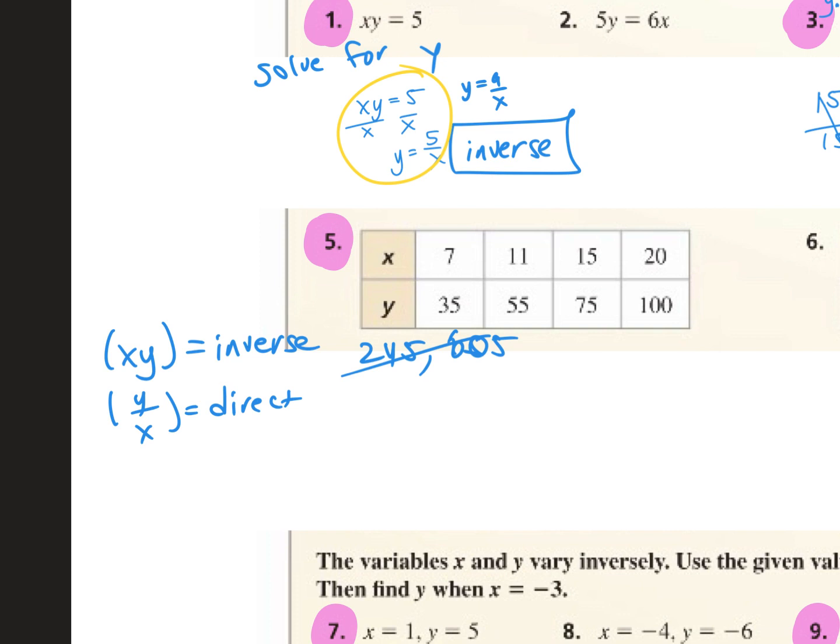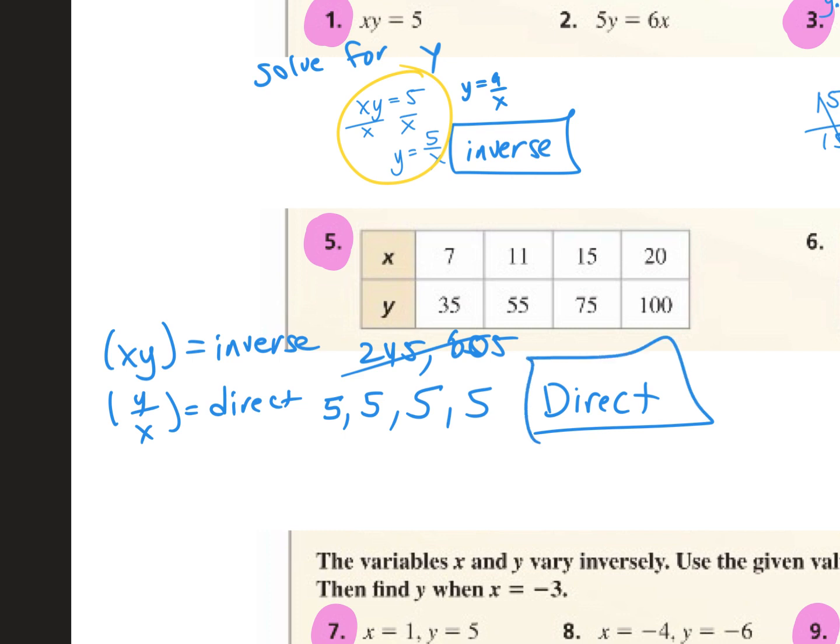So let's figure out if it's the opposite one, the direct. If I take my y and divide it, what's 35 divided by 7? 5. What's 55 divided by 11? 5. What's 75 divided by 15? 5. What's 100 divided by 20? 5. Is that a constant? Are you getting the same thing every time? Yes, then that's why this is direct. But again, just guessing, inverse or direct, you're not going to get credit. I have to see why you guys are telling me yes or no.